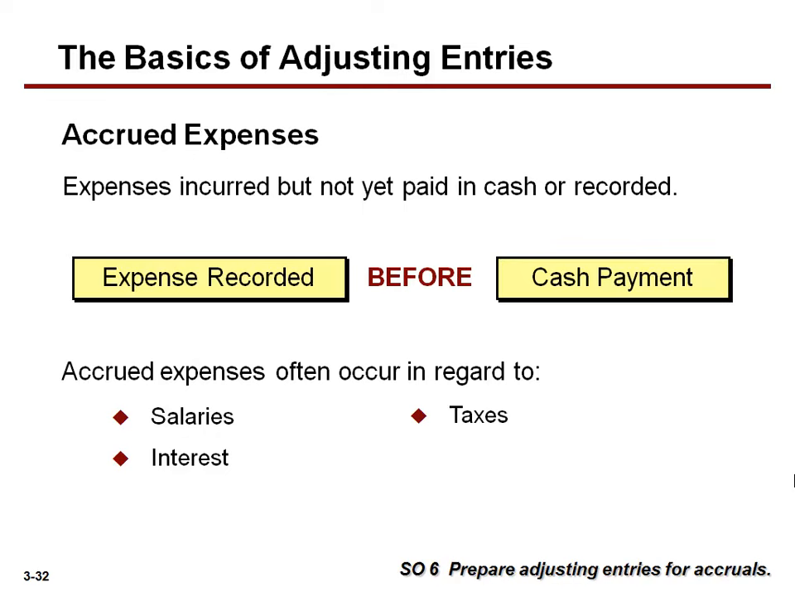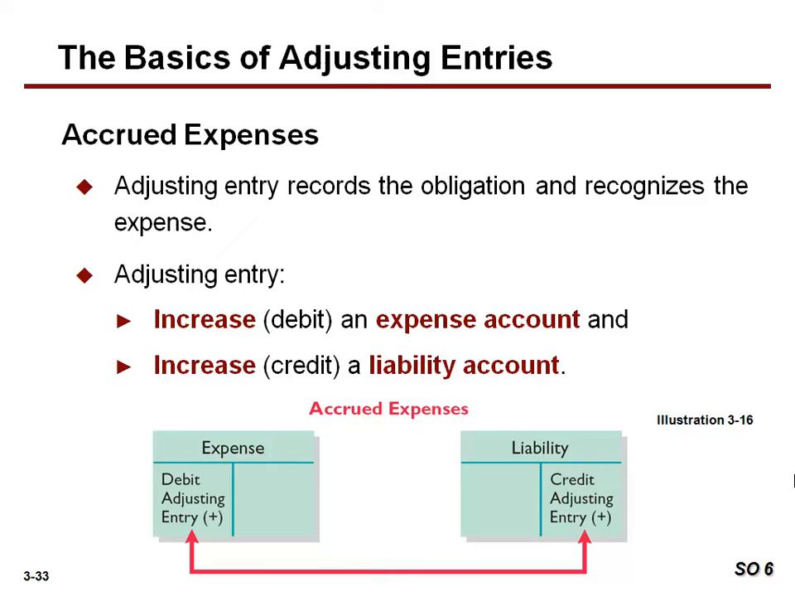Moving to accrued expenses. Again, accruals meaning events that anticipate cash flowing in the future. We're going to record an expense before cash payment is due. This is a common business experience where we'll record or book expenses before they become due for payment. So an accrued expense would record the obligation, the liability, and recognize the expense in the period in which it's incurred. The adjusting entry consists of increasing an expense account, debiting it, and increasing or crediting a liability account.